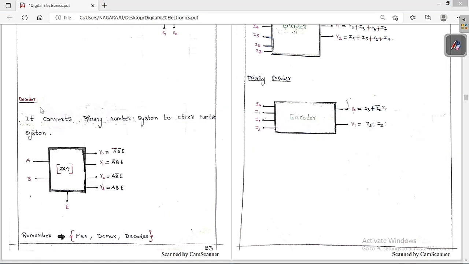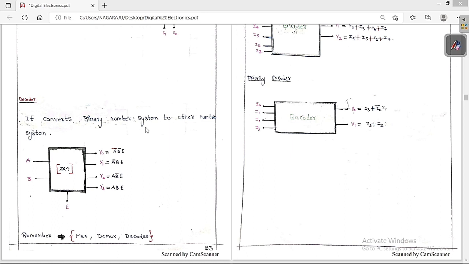So now we discuss the other concept called the decoder. Decoder means it converts the binary number system to another number system. If you take your laptop, you are going to type letters on your keyboard. So what is the computer doing? In the initial stages, first we have the encoder. The encoder converts the normal decimal system to the binary system.